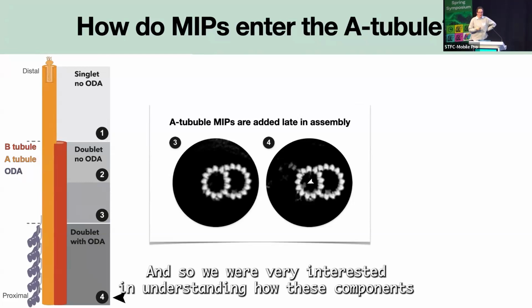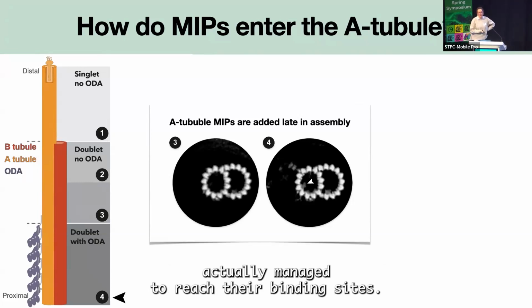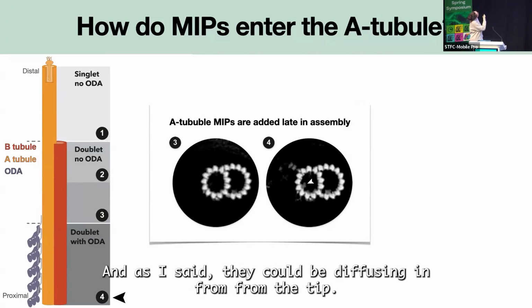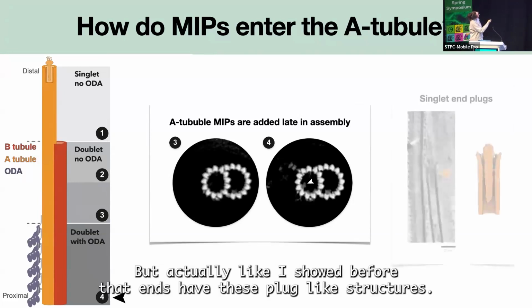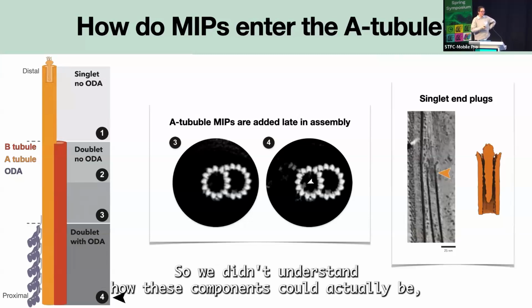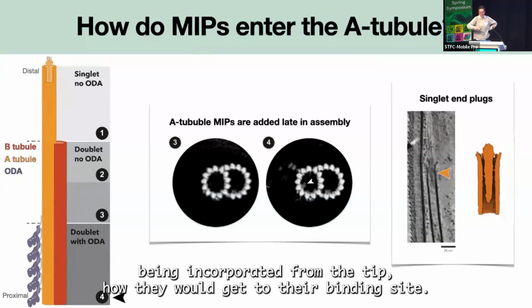And so we were very interested in understanding how these components actually managed to reach their binding sites, because this lumen is closed, and as I said, they could be diffusing in from the tip, but actually, like I showed before, the A tubule ends have these plug-like structures, right? So we didn't understand how these components could actually be, even if they were being incorporated from the tip, how they would get to their binding site.